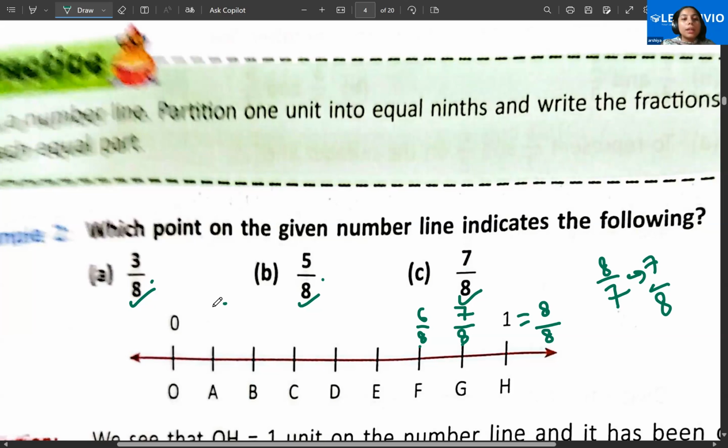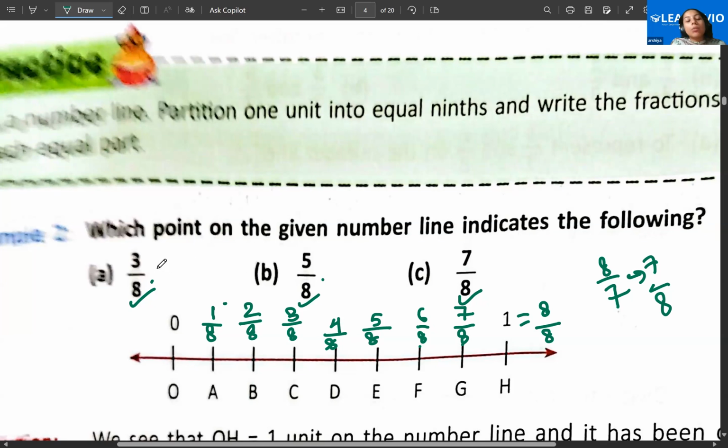So what will be point A? 1 by 8. Right. What did I say? Write the normal counting, but in the denominator, just put the same number. So here it's 8. So your counting will go like 1, 2, 3, 4, 5, and 6. Just the denominator will be 8. Okay, ma'am. Is it clear?